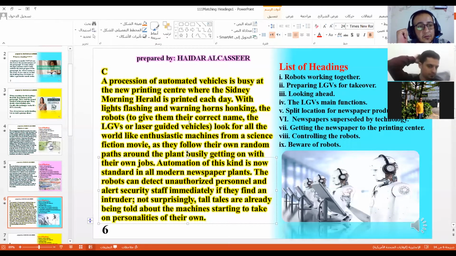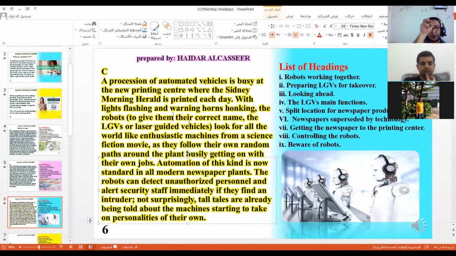In the IELTS, sometimes they trick you this way, whether they give you a sentence between two brackets or sometimes they put it between two commas. It means it explains the meaning of a word that precedes. So in this case, we delete this sentence and read. With lights flashing and warning horns honking, the robots look for all the world like enthusiastic machines. Okay, now let's go back to the main sentence. With lights flashing and warning horns honking. Lights flashing and warning horns honking.